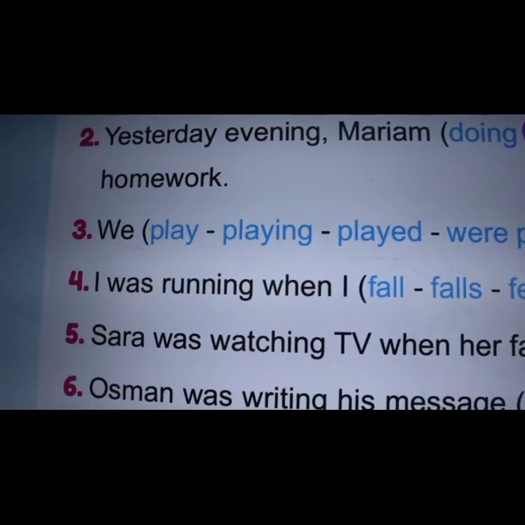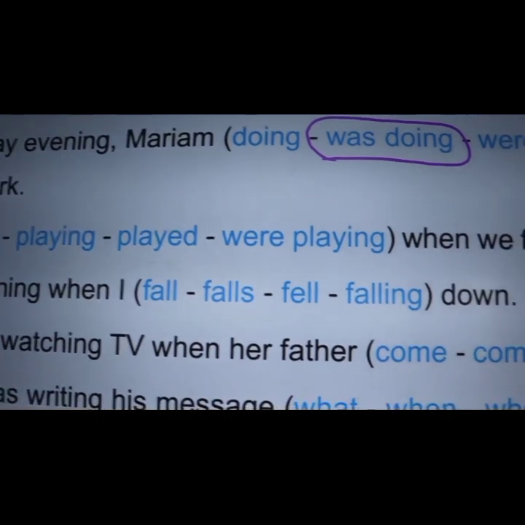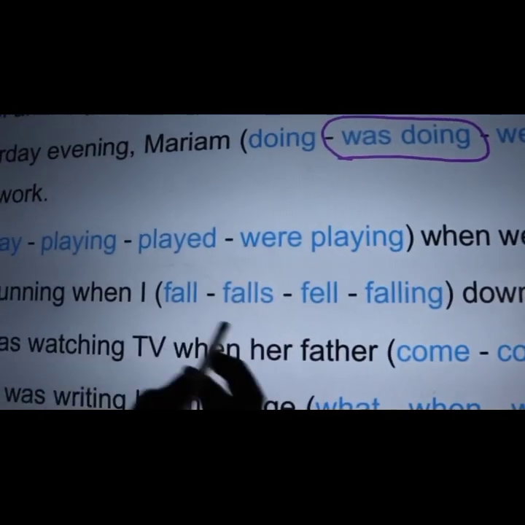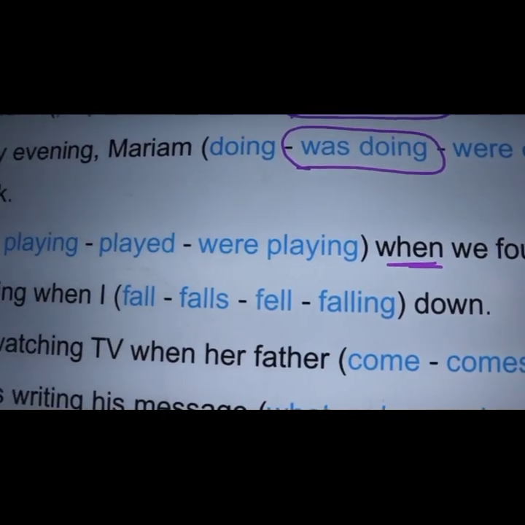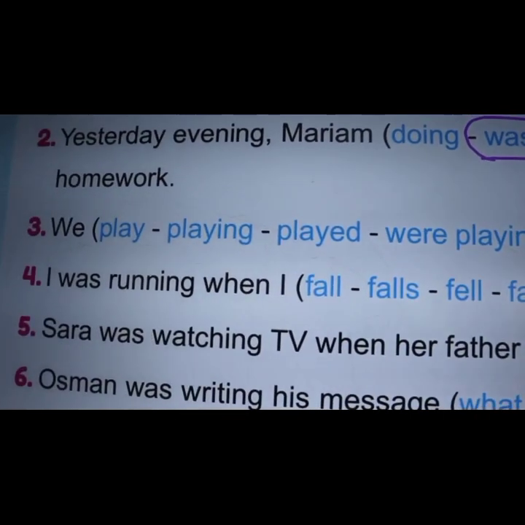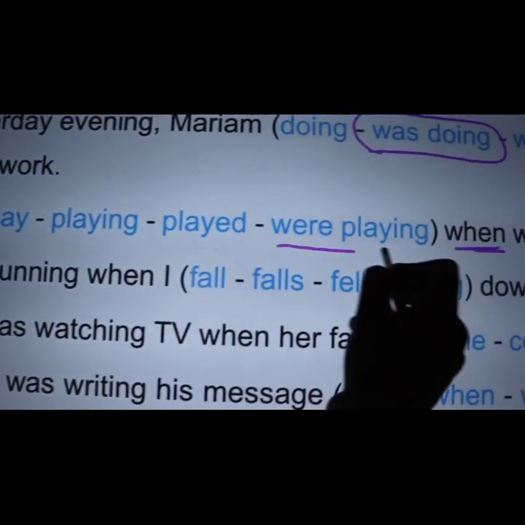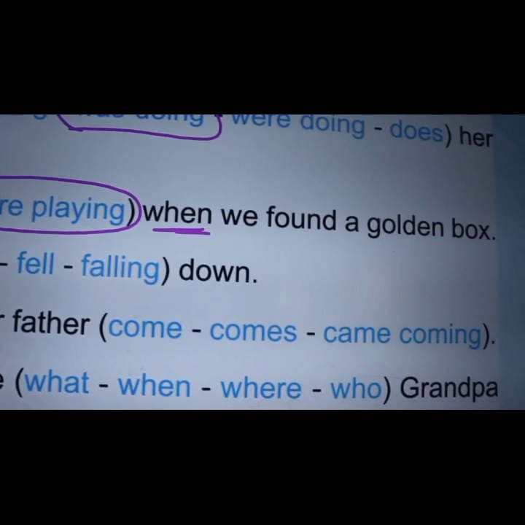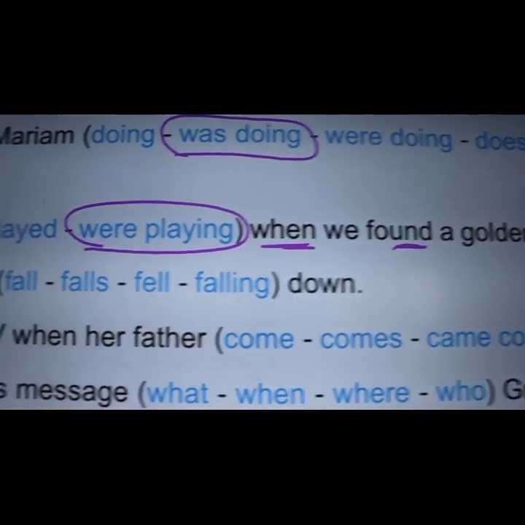Number 3, we play or playing or played or were playing when we found a golden box. Here we have two actions, two sentences, and we link them with when. The first action in progress must be in the past continuous tense. So we were playing when, and the second action is in the past simple tense, found here.